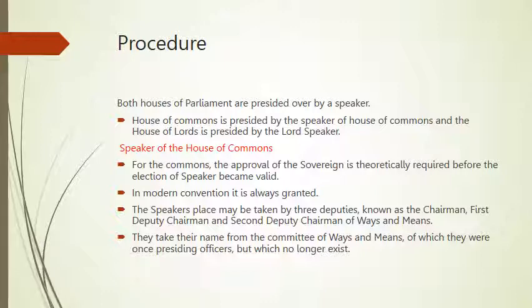The Speaker's place may be taken by three deputies known as Chairman, First Deputy Chairman, and Second Deputy Chairman of Ways and Means. They take their names from the Committee of Ways and Means, of which they were once presiding officers but which no longer exists.